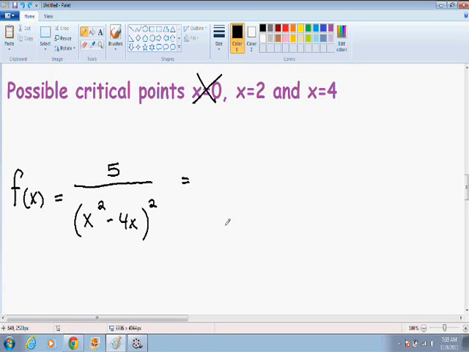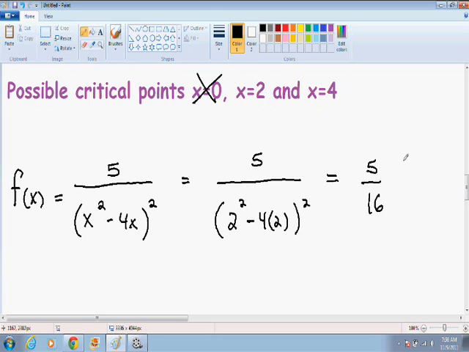So now let's check out x equals 2. Let's plug in a 2 for our x, and we get 2 squared minus 4 times 2, all squared in our denominator, and we have a 5 in our numerator, and that is equal to 5 over 16. So now we do not have a 0 in our denominator, so x equals 2 is certainly in the domain of our original function, and it is certainly one of the critical points.